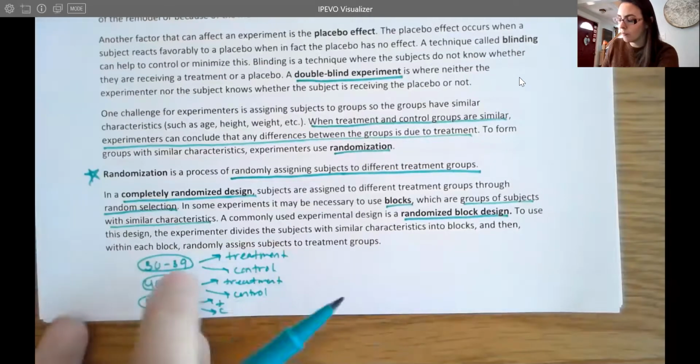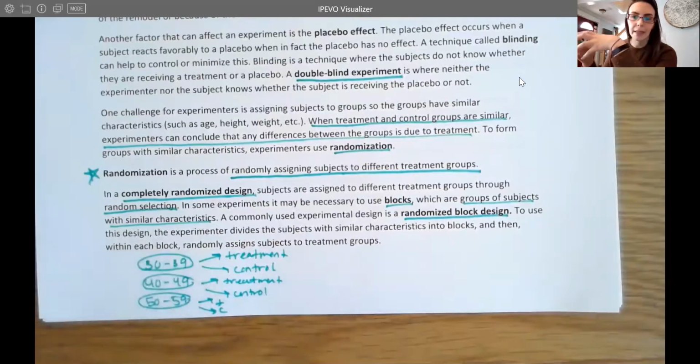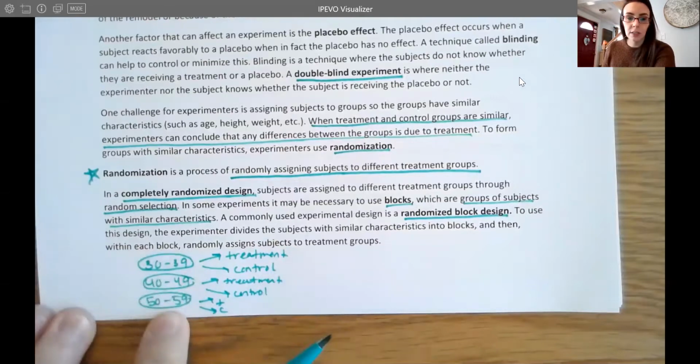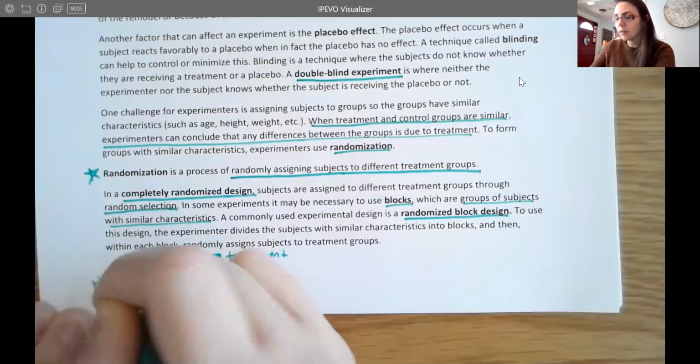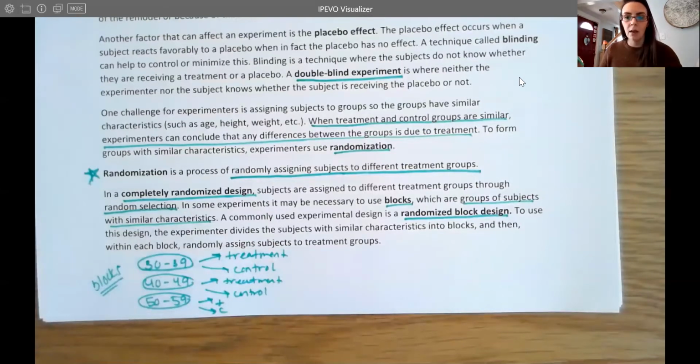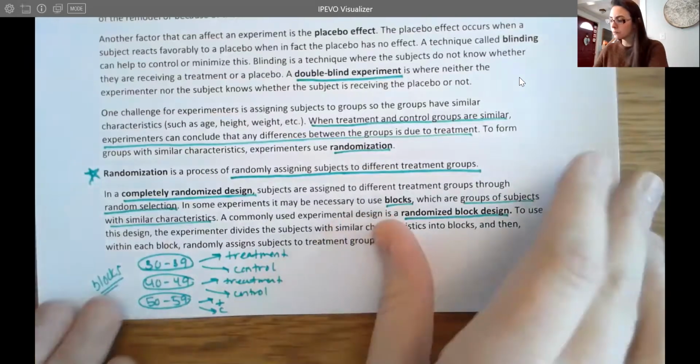So maybe I put everyone who's 30 to 39, put their names in like a hat, so to say, and kind of randomly pick them out. But I've grouped them first. So these are called your blocks. And again, sometimes it is necessary to do that to make sure that we're getting a diverse enough sample in both cases, right? I don't want to have one group be all my 30-year-olds and one group be all my 50-year-olds. That doesn't really help. So this allows us to make sure that the groups are a little bit more similar while still using randomization.